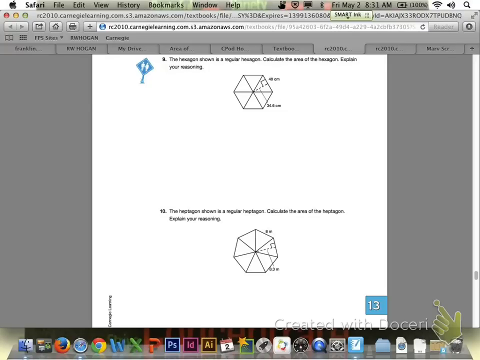Take a look at page 887, and what I would like you to do is number 9 and number 10 with your group members. In number 9, you're going to calculate the area of the hexagon and explain your reasoning. And in number 10, you're going to calculate the area of the heptagon and explain your reasoning. Please make sure that you are showing your work. Go ahead.